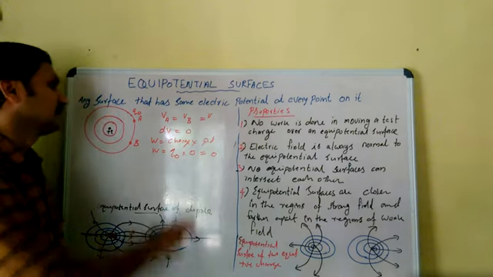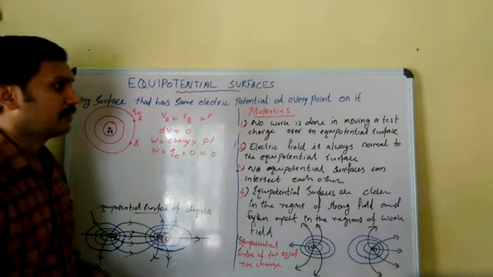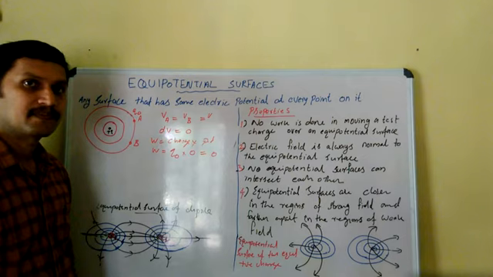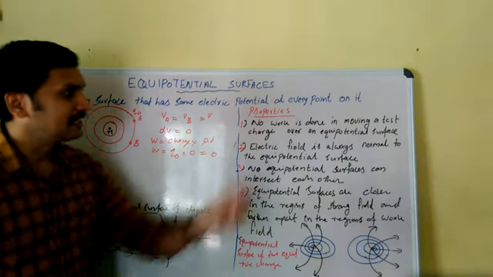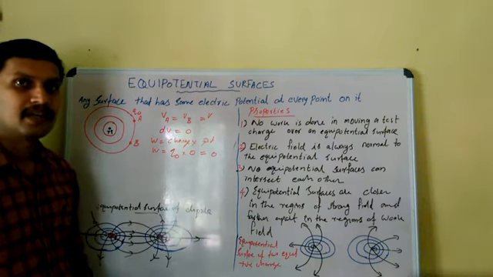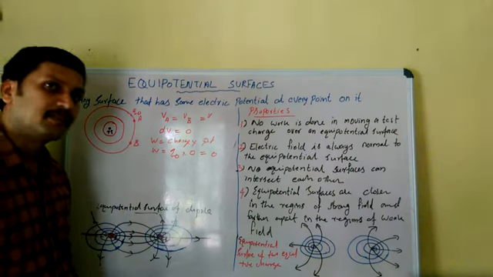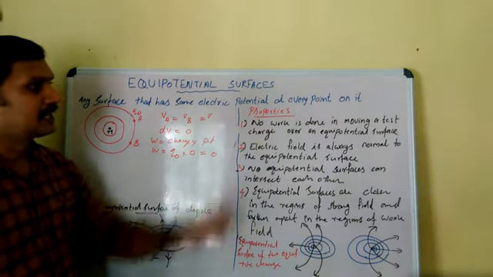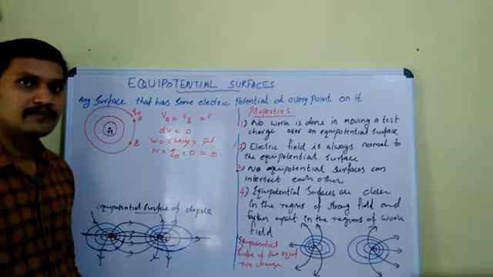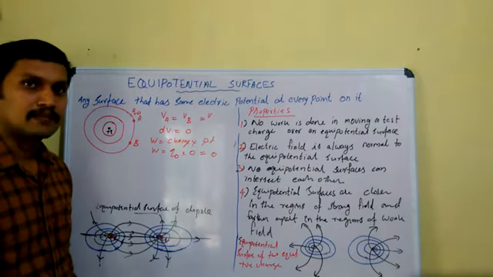What does it mean? It shows that no work is done in moving a test charge over an equipotential surface, as the potential at every point on the surface is the same. It's a very important point. It's a very important property of an equipotential surface.